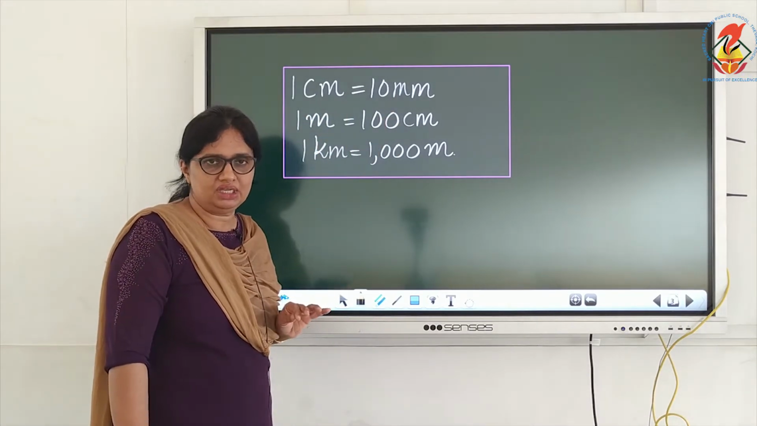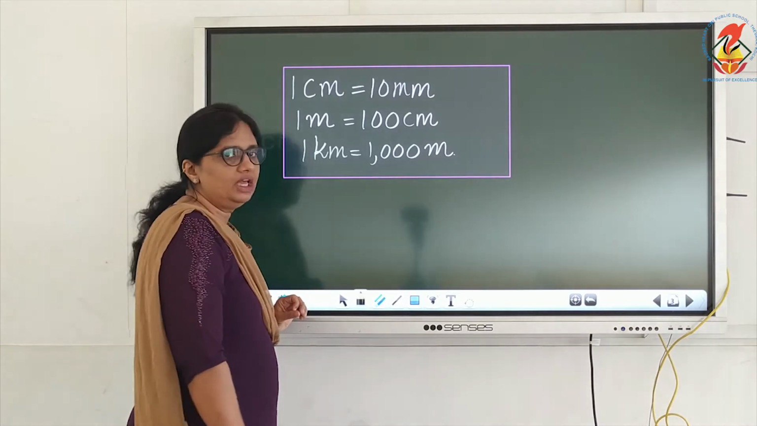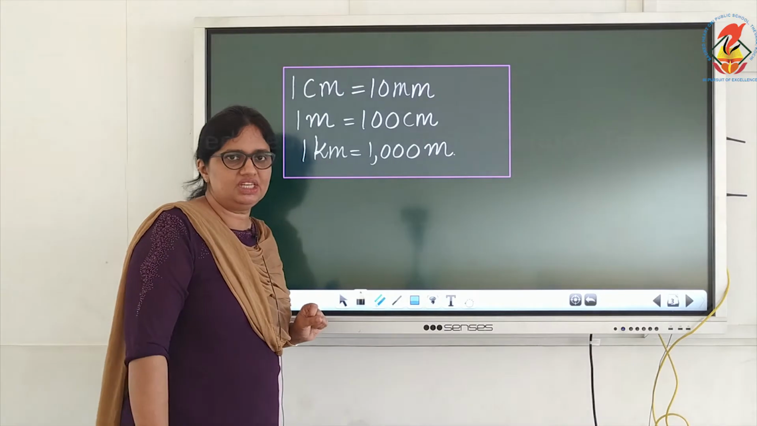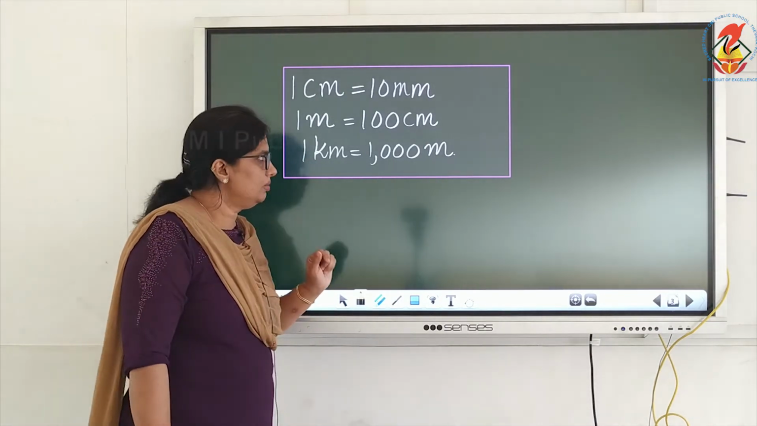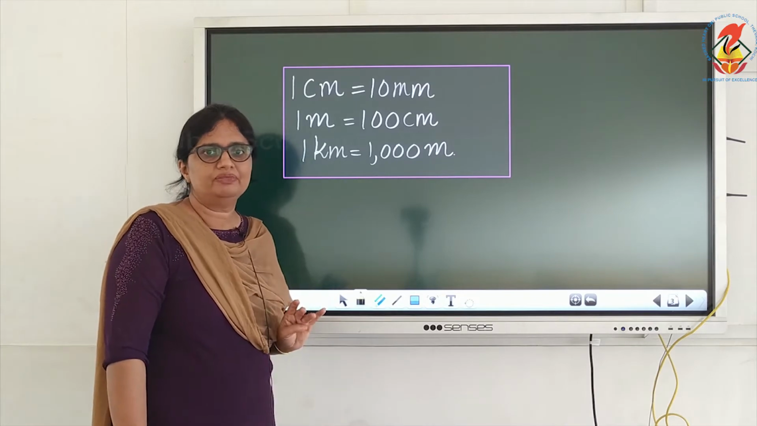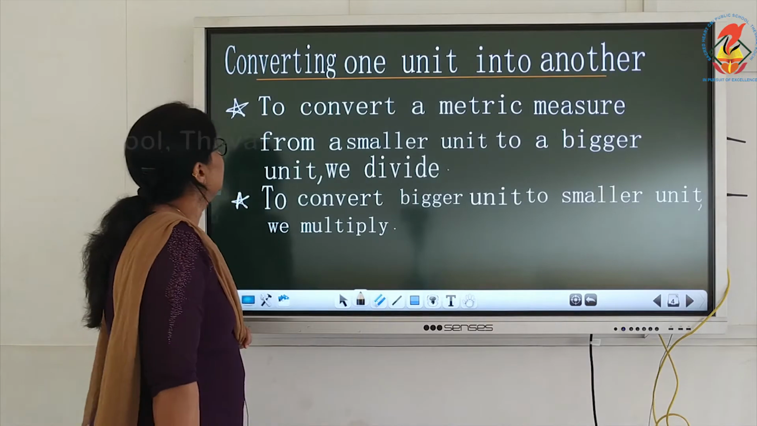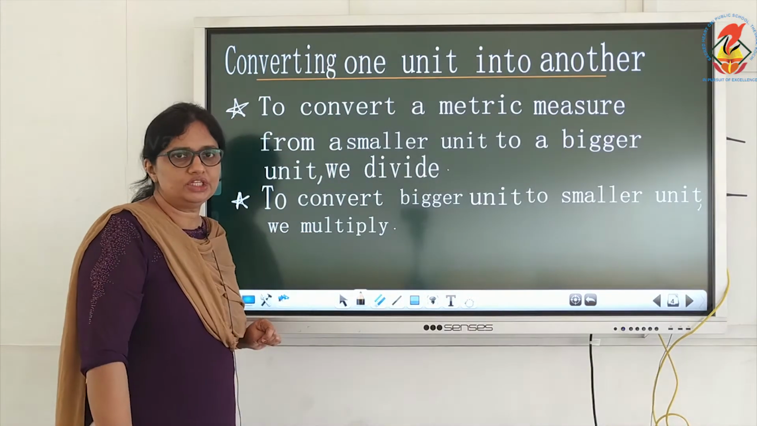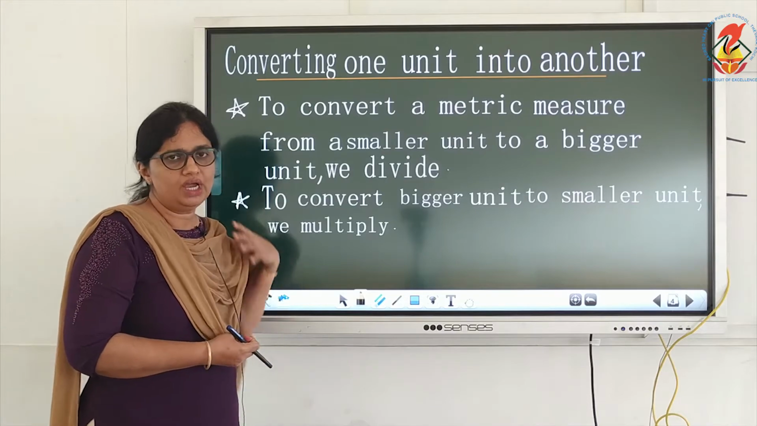1 centimeter equals how much millimeter only? 10 millimeter only. And 1 meter equals how much centimeters? 100 centimeters. And 1 kilometer equals how much meters? 1000 meters. Is it clear? Then converting one unit into another unit. We need to convert one unit to another.